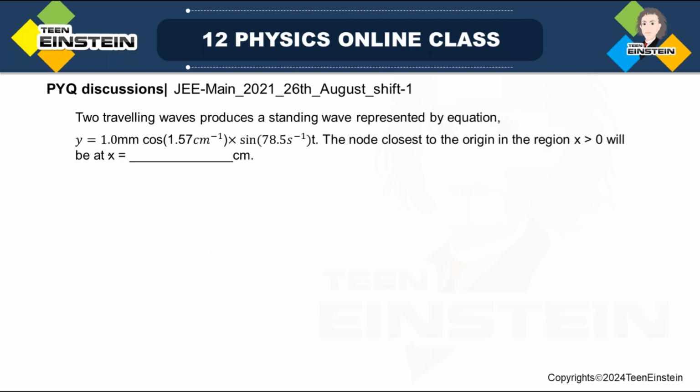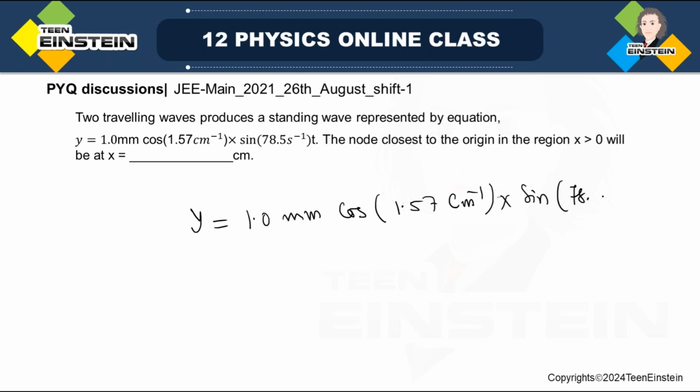Okay, so two traveling waves produce a standing wave, the second problem. Let us try to solve this. Two traveling waves produce a standing wave represented by this equation. So let us write the equation of standing wave produced by two waves. Superposition of two waves will produce the standing wave. I hope you know the properties of standing wave, etc. This is per second.